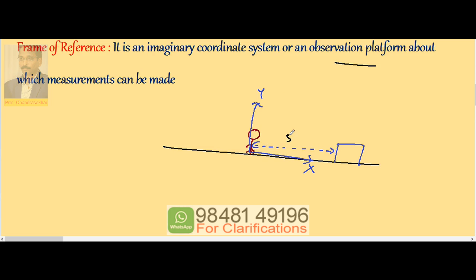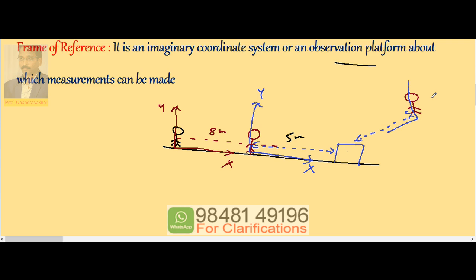and with that he can say some 5 meters. Suppose I ask a person here about the distance of the same object. Now immediately this person is going to imagine another coordinate system. This is x-axis, this is y-axis, and he will measure and can say some 8 meters. If I take another person here, the person will also do the same thing. He is going to imagine a coordinate system, and about that he will make the measurement.